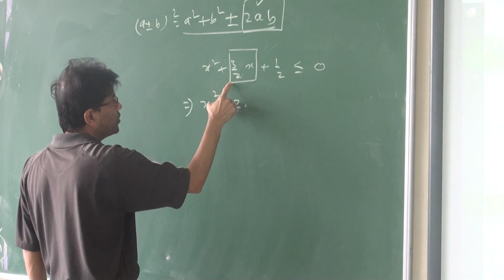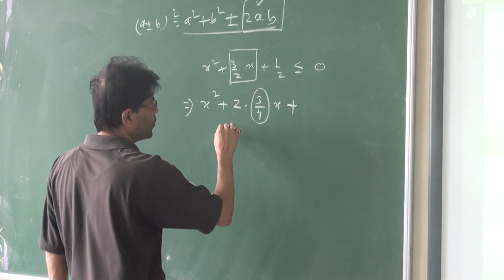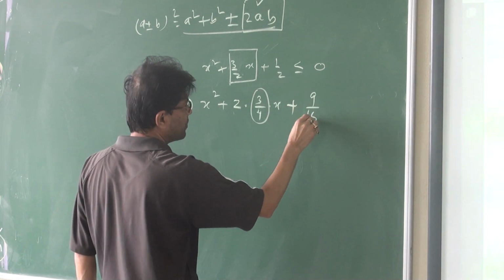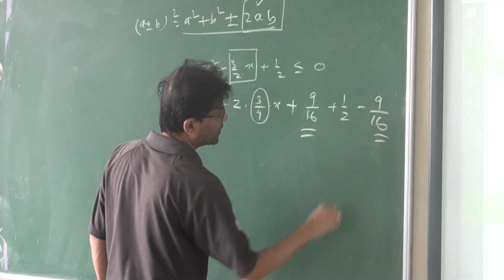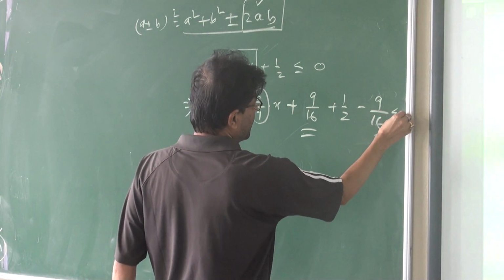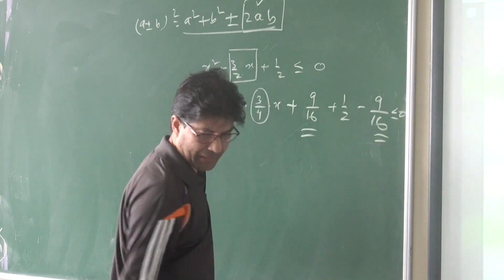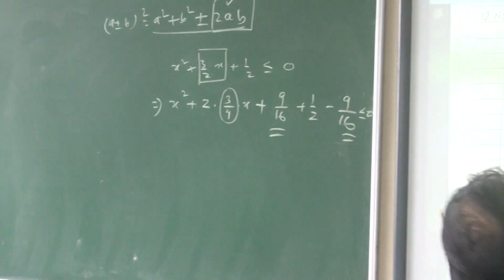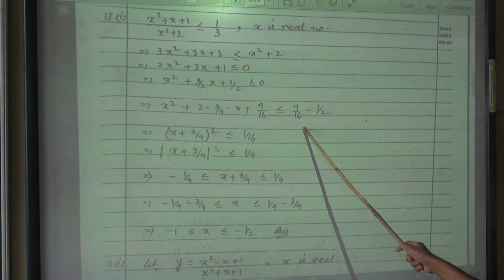If we divide by 2, this will become 4. So this is coming 3 by 4 into x. Square of this you have to add, that is 9 by 16. Half was there, and to balance it, 9 by 16 adding and subtracting. That's what I have done there. It was less or equal to 0. Now this minus 9 by 16 I am taking to the right side. So I have taken to the right side, half is coming to the right side, becoming minus half, and 9 by 16 adding on both sides.